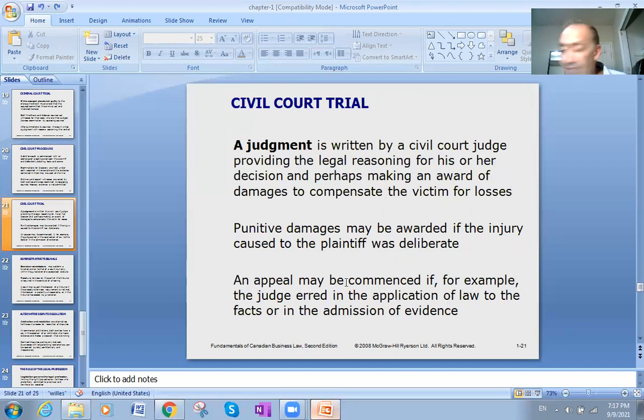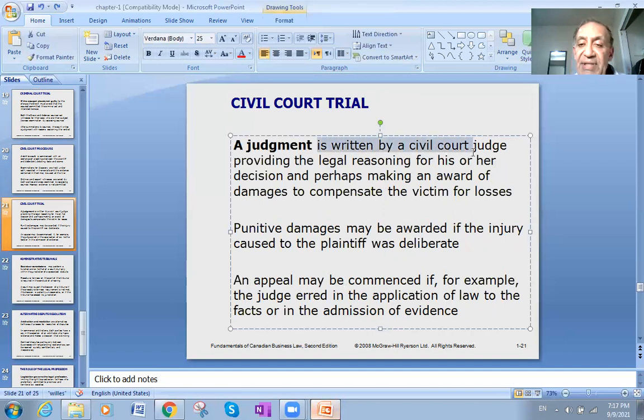What is the judgment? The judgment is written by the civil court judge, providing the legal reasoning, the reasons for his or her own decision. So I took this decision, I gave this guy 3 years prison, and I will put the reasons behind why I did so, and perhaps make an award of damages to compensate the victim for losses. So, as an example, if the victim lost a great deal, lost his money, his car was crashed, then the other party must prepare to compensate the victim in that case.